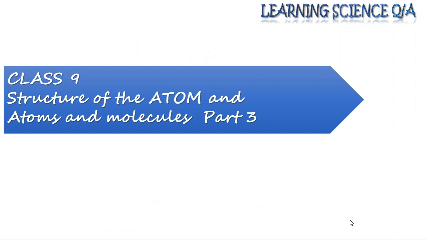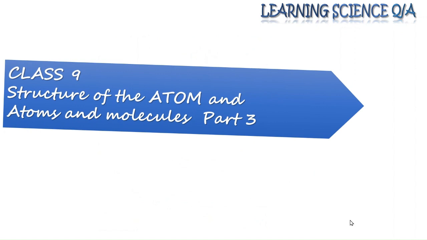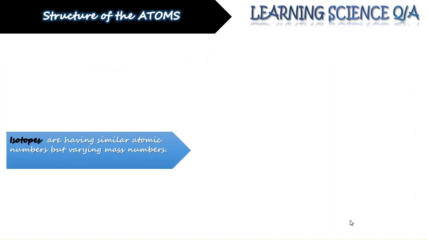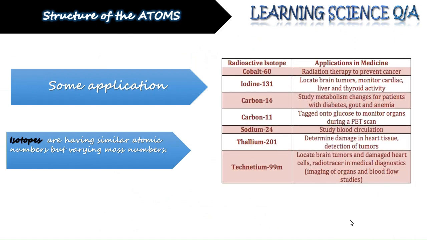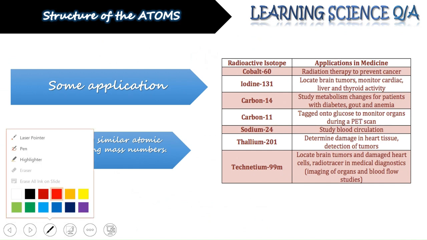Students, this is our part 3 lecture for the chapter Structure of Atom and Molecule. These are chapters from the class 9 NCERT, chapter number 4 and 3. During our last lecture, we saw isotopes. Isotopes are those elements which have the same atomic number but variable mass number. Now we are starting today's lecture with the application of some of the isotopes.